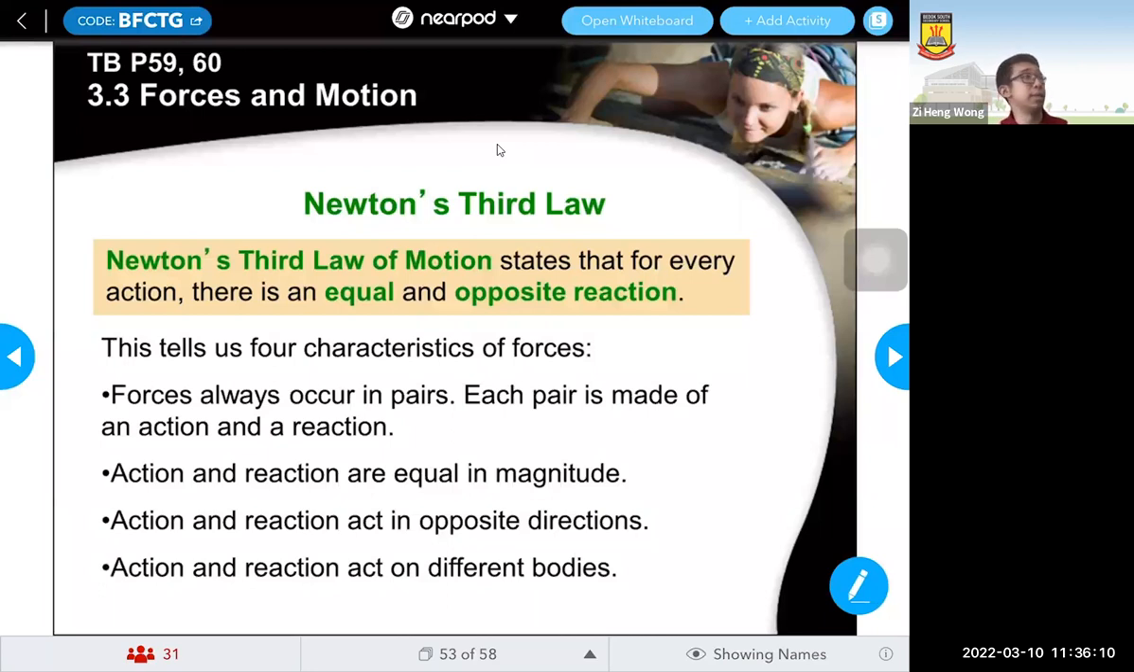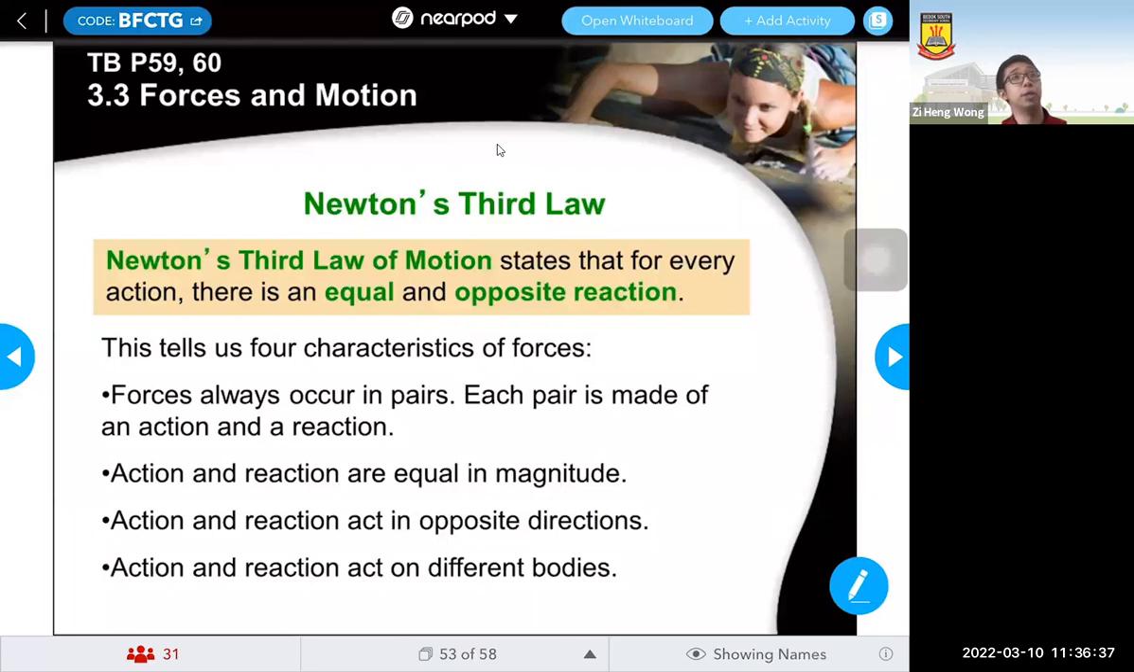So let's say our resultant force equals 0. What does that mean? Does that mean that there are no forces acting on it? The answer is no. There can be forces acting on it even though the resultant force is 0. It just means that they balance each other out. So the forward force equals the backward force, or the upward force equals the downward force. They balance out each other, the resultant force is 0. But there are still forces acting on it.